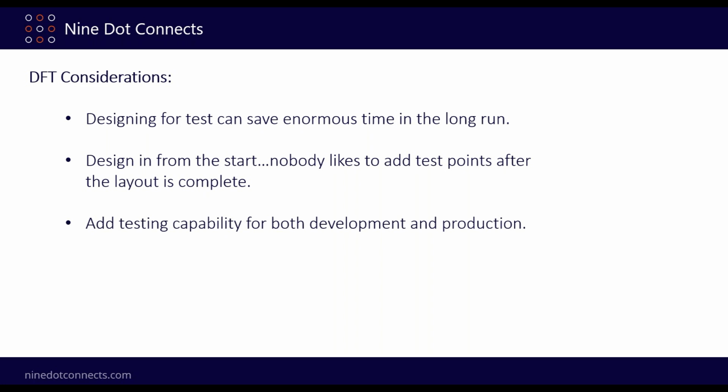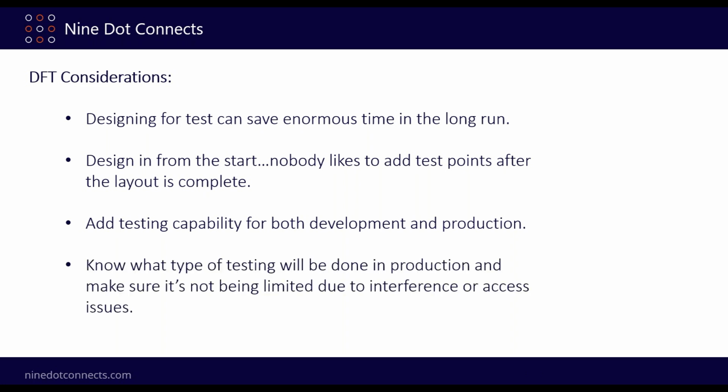Adding test capability for both development and production is important. If you've got test points where you can test, we talked about power supply measurements earlier, you can put test points down to measure power supplies. Very good thing to do. And of course, into production, you want to have test points and connectors for programming and things like that. And know what type of testing will be done in production, and make sure it's not being limited due to access issues. So if you have a flying probe test that you're going to do, make sure you understand how flying probe works, that you're not going to put components in the way of other components, or put a component or a test point underneath something like the shelf of a connector or things like that.